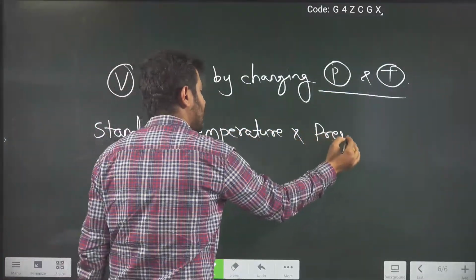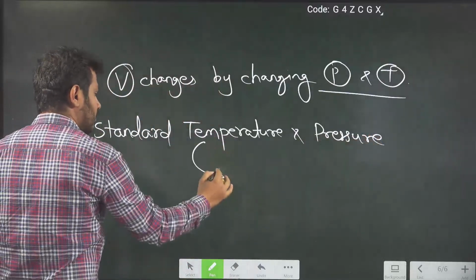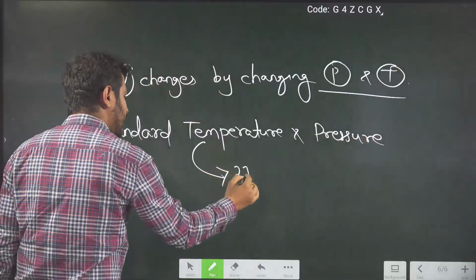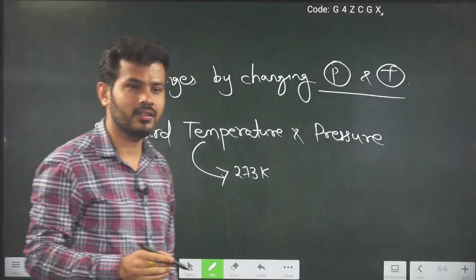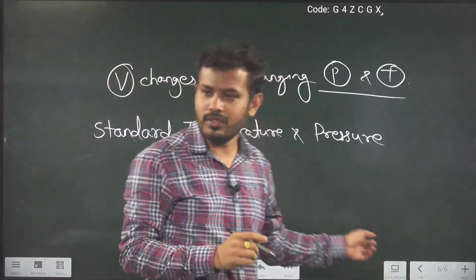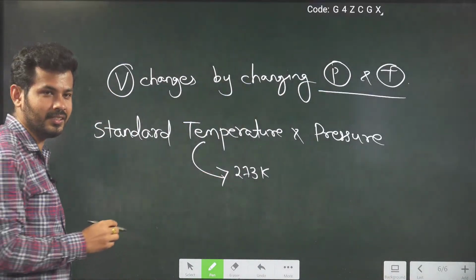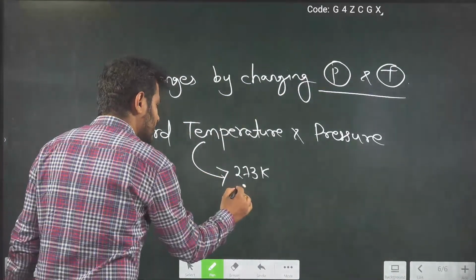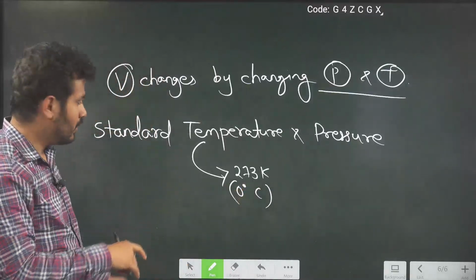What is that standard temperature and pressure? The standard temperature is 273 Kelvin. Can you convert 273 Kelvin into Celsius? How much it is? 0 Celsius. Yes, 0 degree Celsius. I hope you know this, right?